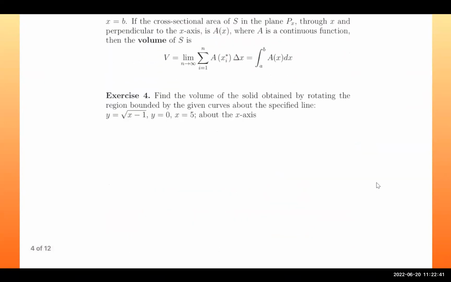So let's look at the first example. Find the volume of the solid obtained by rotating the region bounded by the given curves about the specified line. So there's two types that we're going to focus on, a disk and a washer. This first one is a disk, as you will see.